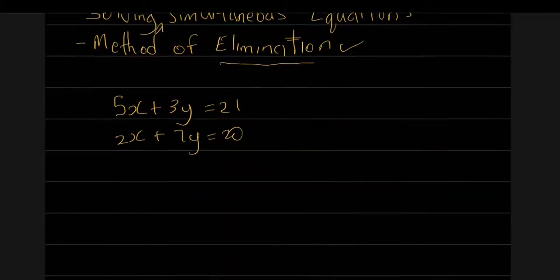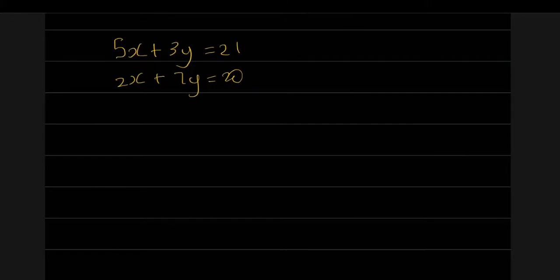Anyway, let's get straight into this example. Let's label this equation 1 and this equation 2. How can we get rid of the x in these two equations? Let's multiply the bottom equation by 5, because we want to make the coefficients of the two x's the same. And let's multiply the top equation, the entire equation, by 2.